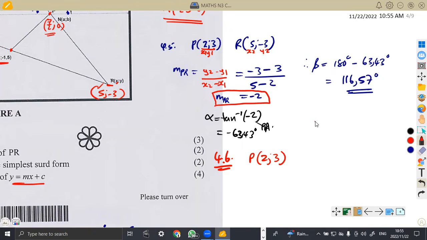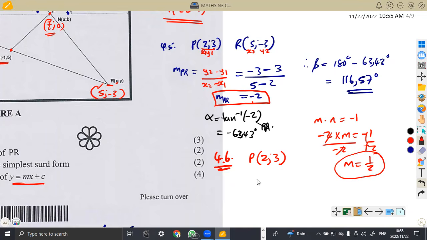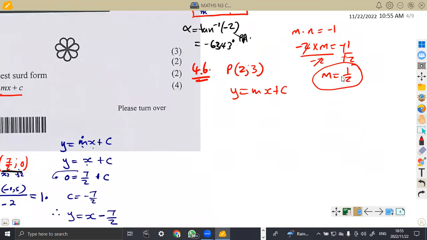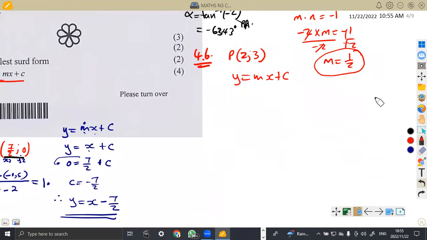Remember, for the lines to be perpendicular, the product of the gradients should be -1. So PR has -2, times the gradient that we need should give us -1. If we divide by -2 both sides, it means the line has a gradient of 1/2. So we have the gradient, which is m, and we are given the format y = mx + c. We can just use this equation directly, because the point P is there and the gradient is there, which is 1/2. So y = 1/2 x + c.